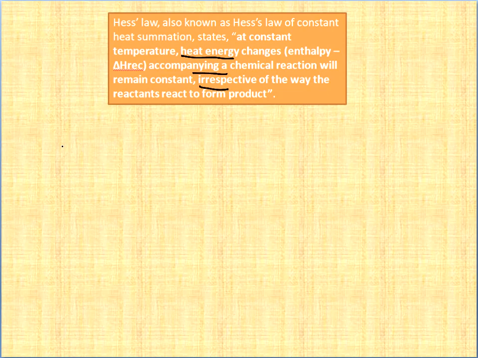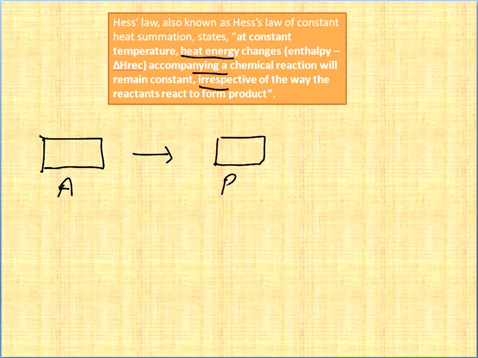Let's take one example. I am taking two systems here. One is system A, which is converting into system B. Okay, these are two systems. Now if A converts into B, it will absorb or release some amount of heat energy. Suppose it takes Q amount of heat energy. Okay, this is the first step, we can say.